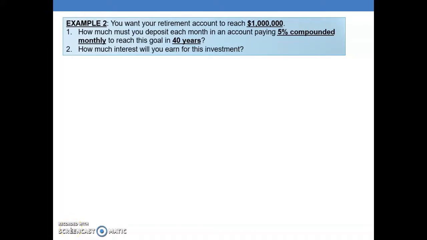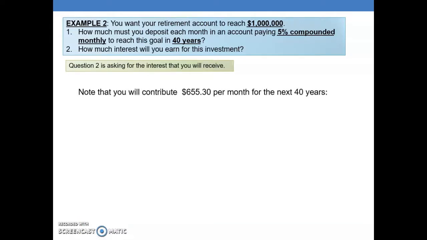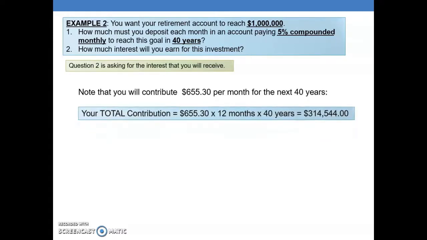All right, so now how much interest will you earn for this investment? Question 2 is asking for the interest that you will receive. And note that from the previous example, you will contribute $655.30 per month for the next 40 years. That means your total contribution will be that amount, and there are 12 months in a year, so I will multiply it by 12. And I want to do that for the next 40 years, so I will also multiply that by 40 years.